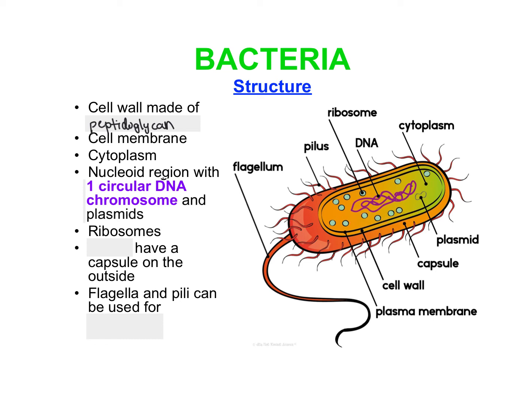Some have a capsule on the outside, and we'll talk about later on this week what that capsule does for them, and that's this very external structure. And then they can have flagella or pili that can be used for movement. So the flagella is here, it's the big long tail, and then they have the pili, which sometimes are also called cilia, that are also used for movement.